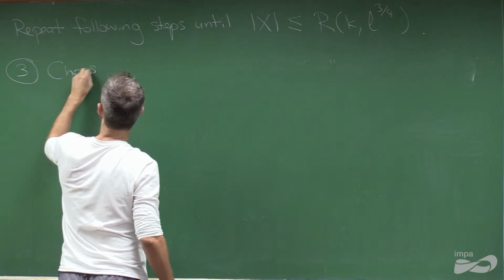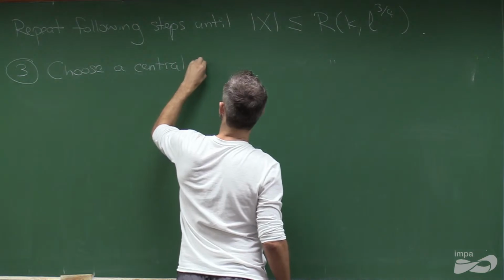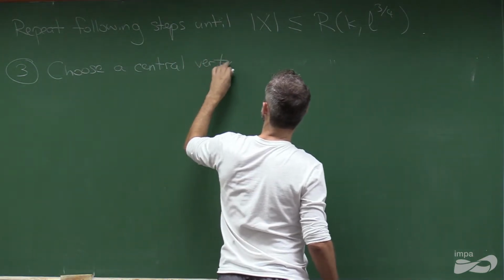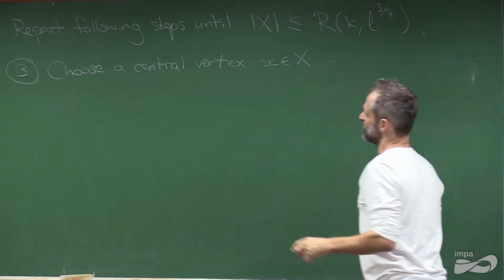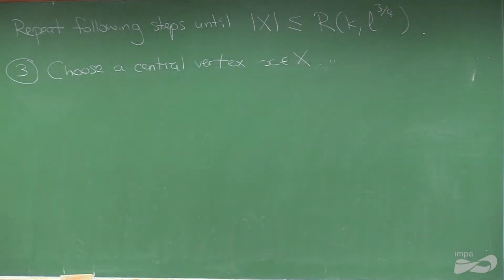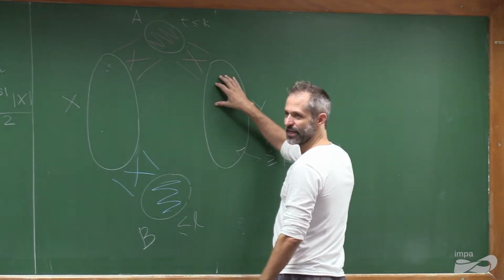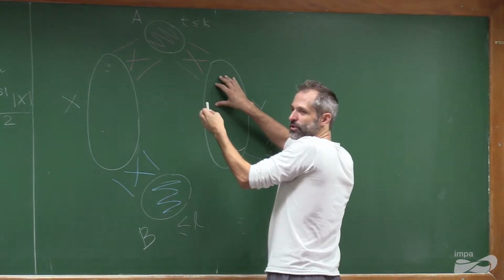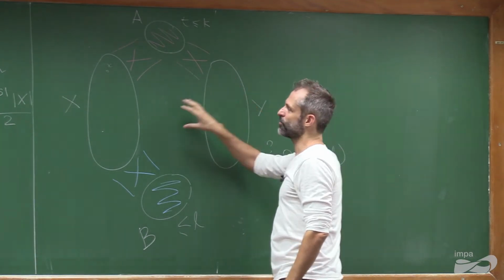Step 3 is choose a central vertex x. And what properties do we want this x to have? So now we're going to have this little x, and we're going to decide based on his red and blue neighborhood here, and his red neighborhood here, whether we do a red step or a density boost step. So what properties do we want this guy to have?